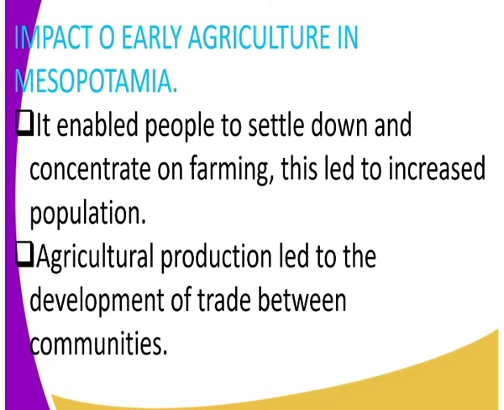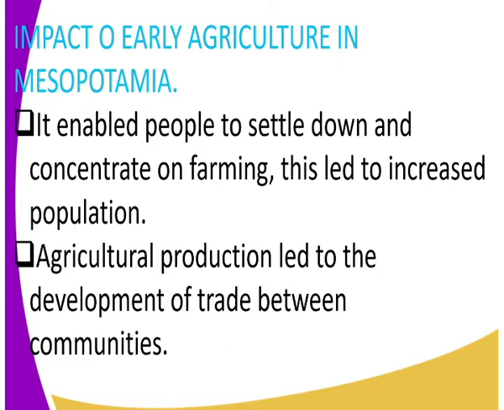One of the impacts is that it enabled people to settle down and concentrate on farming. This led to increased population. Good. Now, what does that mean? Remember, there was enough food, right? People had no reason to move from one place to another looking for food. So they settled down and concentrated on farming. This led to an increased population.